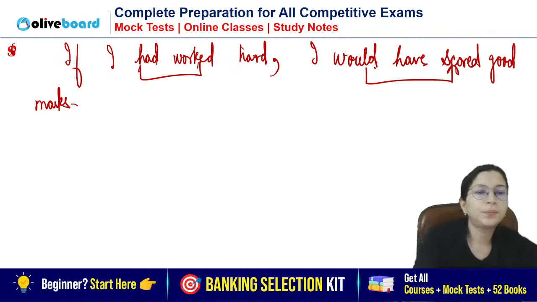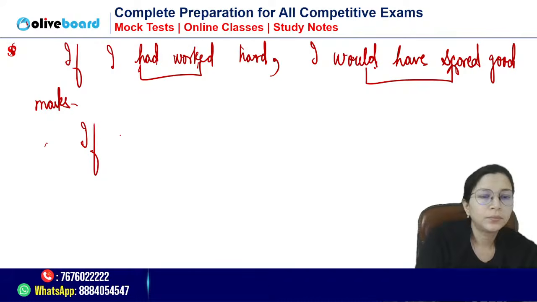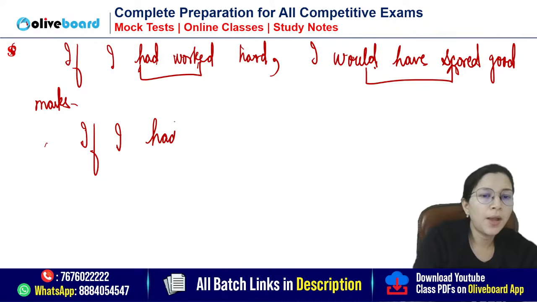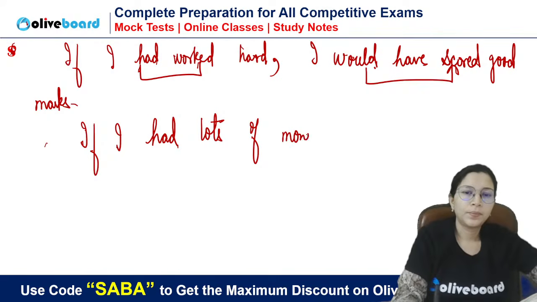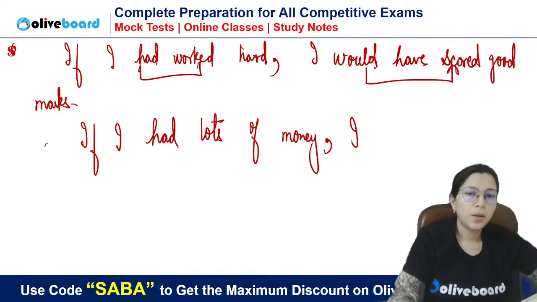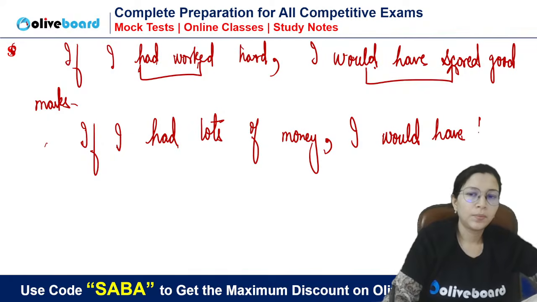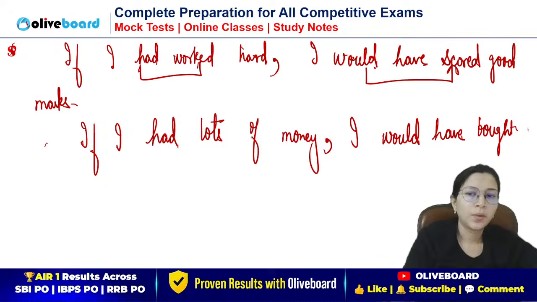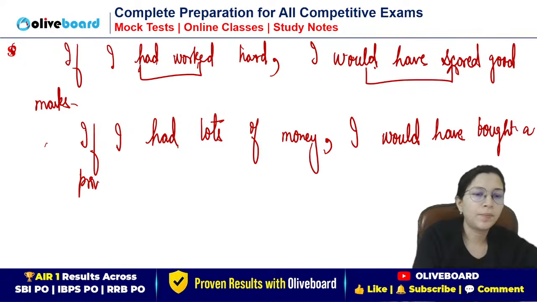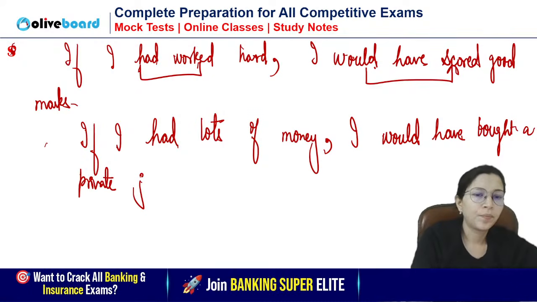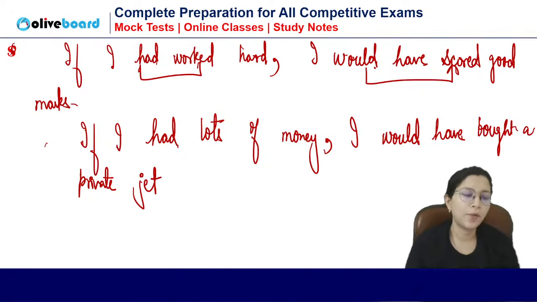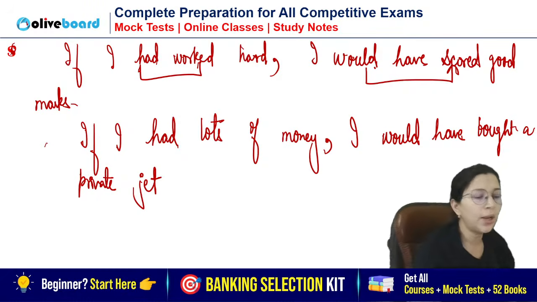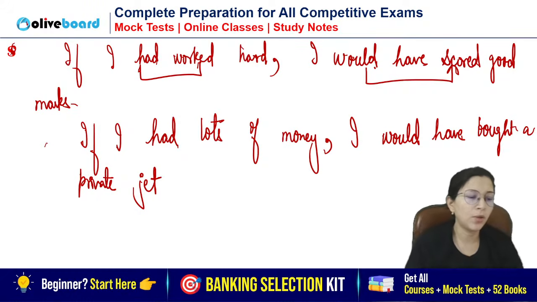One more example I am giving you. If I had lots of money, I would have bought a private jet. Is it right? If I had lots of money, I would have bought a private jet. Don't tell me the condition name, tell me the error. Right or wrong? Simply I want.